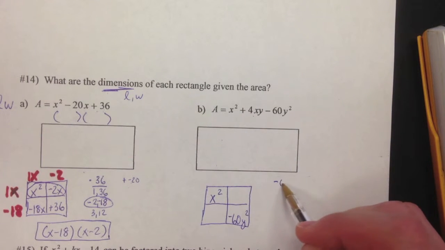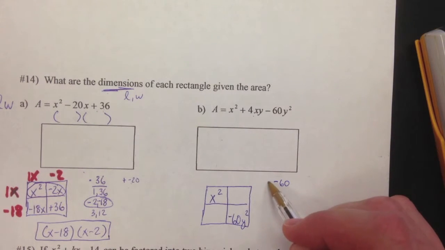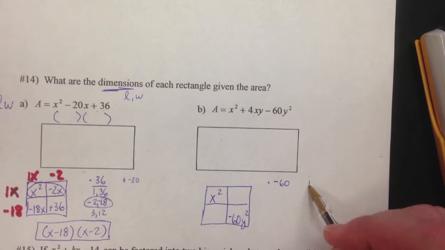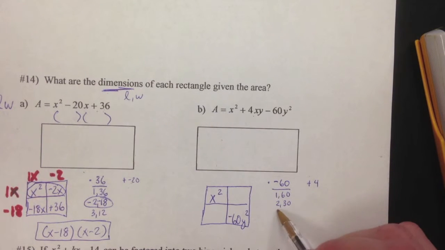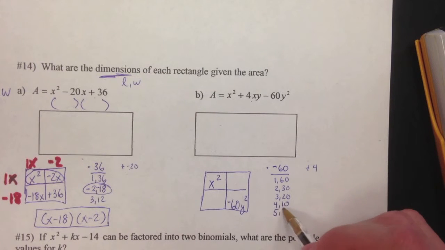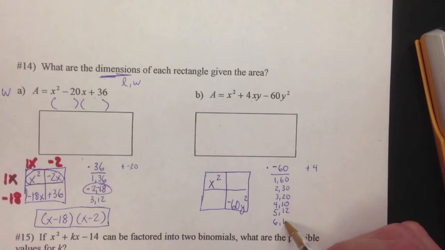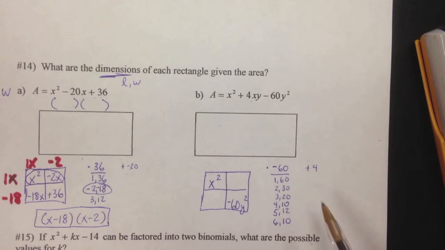So over on the side, I'm looking for values that multiply to negative 60, that add up to positive 4. So let's see, 1 and 60, no. 2 and 30, no. 3 and 20, no. 4 and 10, no. Let's see, 5 and 12, no. 6 and 10. Now notice 10 minus 6 gives me 4. That's actually pretty good. That's what I want.